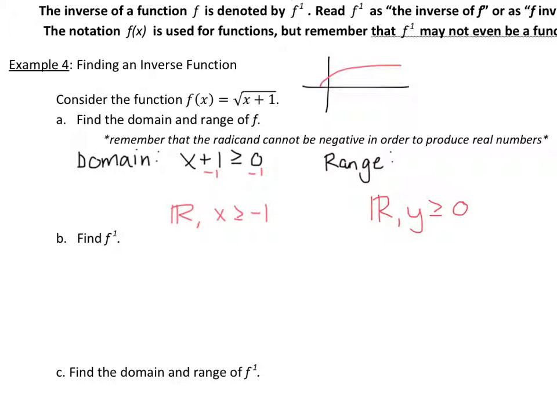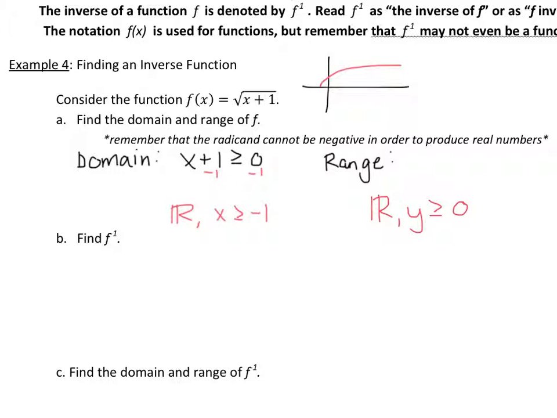If you were doing a parabola or something, it'd be all real numbers for your domain and your range. But when you have radicands and denominators, that's when it gets complicated. All right, so there's your domain and your range.